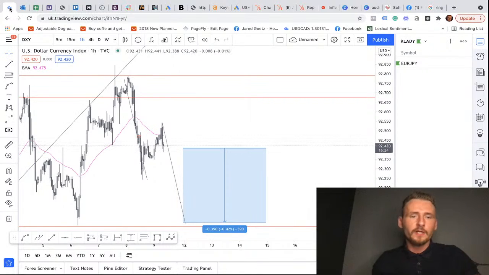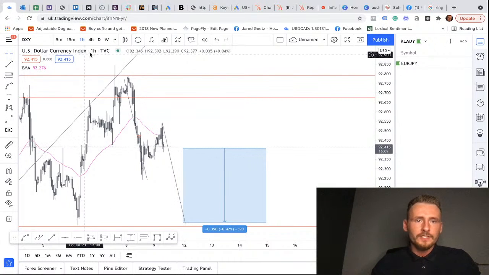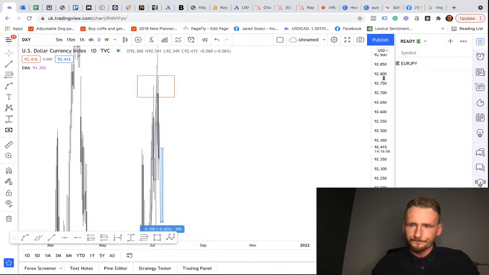Right, so I just wanted to quickly go over the dollar because it's actually looking pretty interesting structure-wise. Hopefully you'll be able to see the screen at this point, and we are going to break down a position that we took, two positions that we took based off of the dollar index. So right now we're on the hourly. Let's go to the daily time frame.